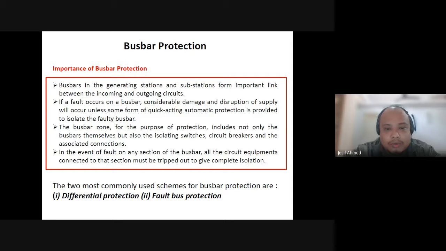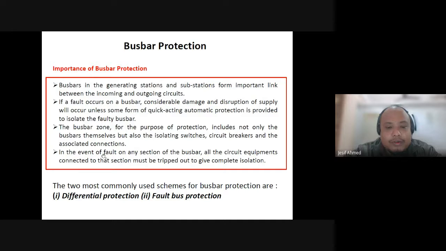So the busbar zone for the protection includes not only the busbars themselves but also the isolating switches, circuit breakers, and the associated connections. So you may be asked to write down the importance of busbar protection. Why is it important? Because busbars in generating stations and substations form an important link between the incoming and outgoing circuits. So if a fault occurs on a busbar, considerable damage and disruption of supply will take place unless some form of quick acting automatic protection is provided to isolate the faulty busbar.